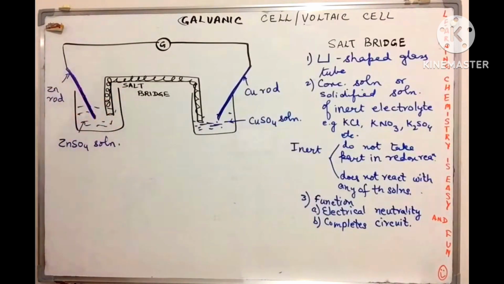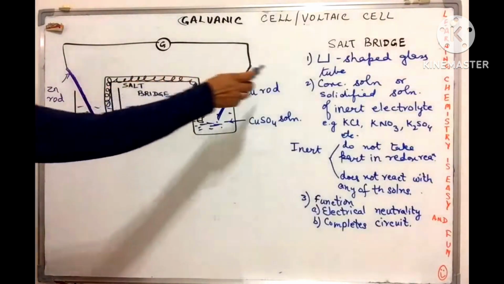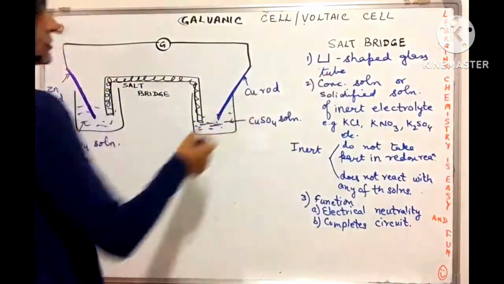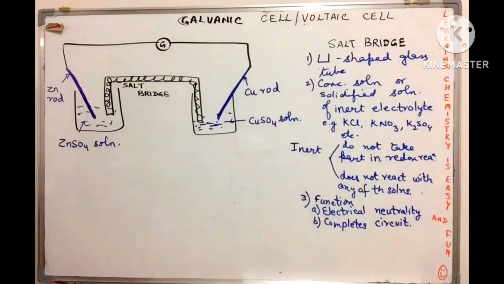So what kind of salt are we going to take over here? So basically salt bridge is a U-shaped glass tube. Technically it's a glass tube.